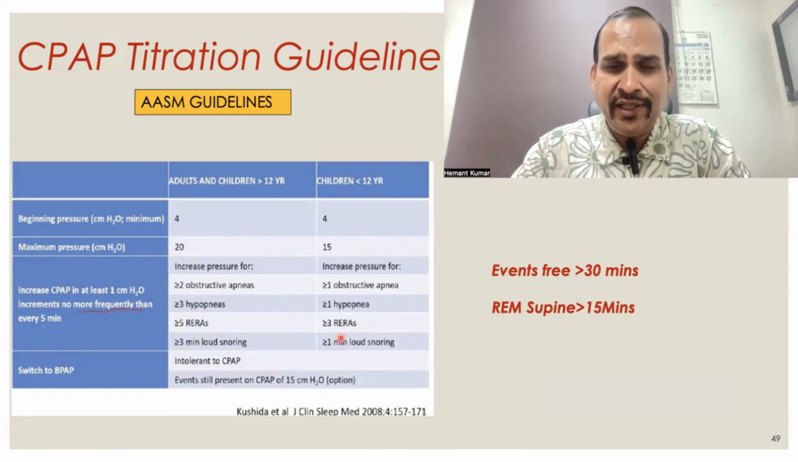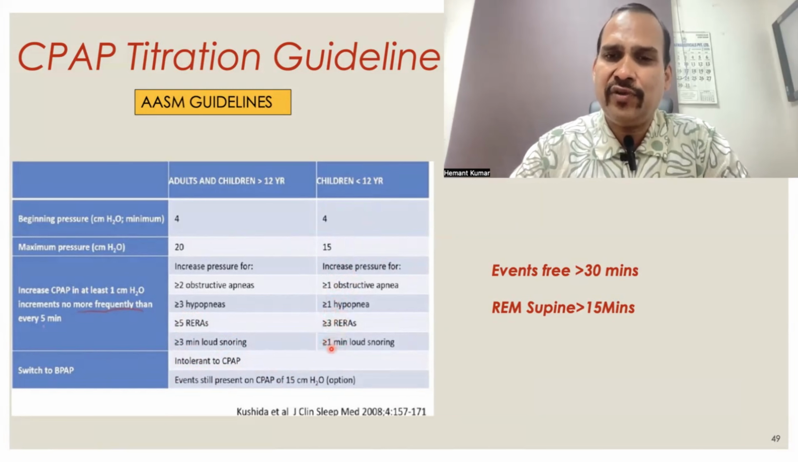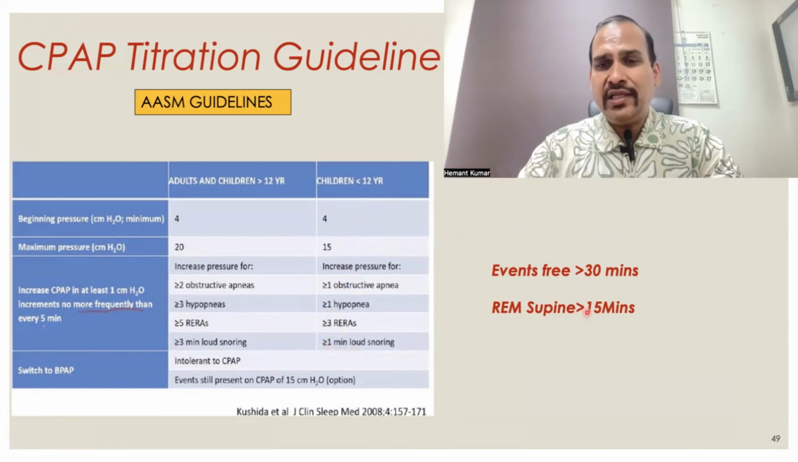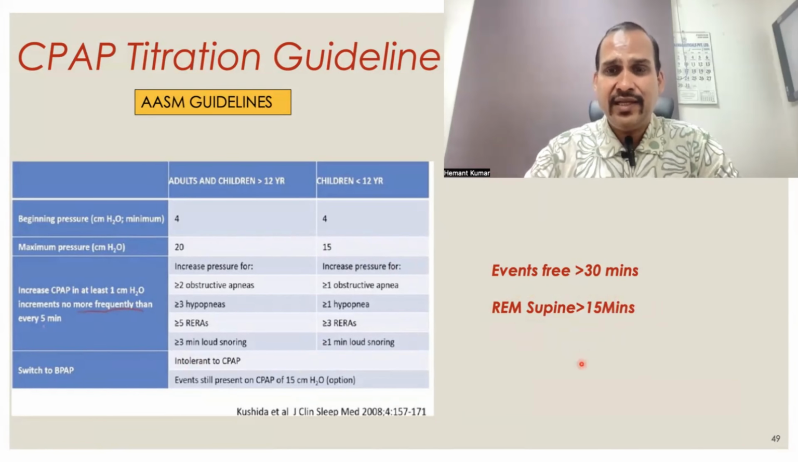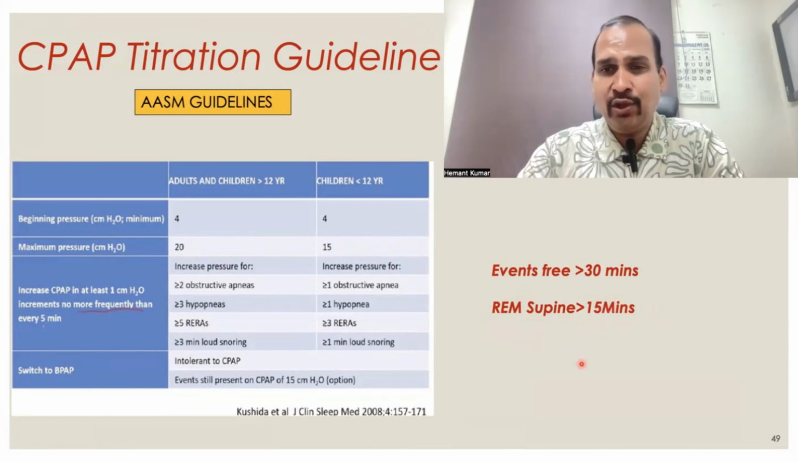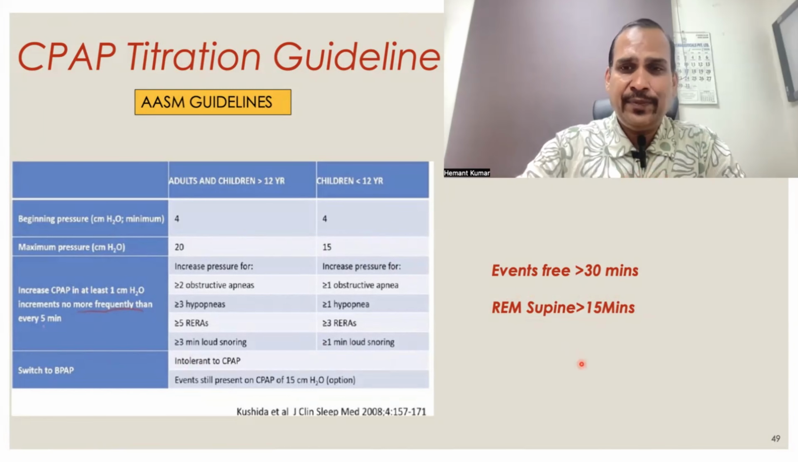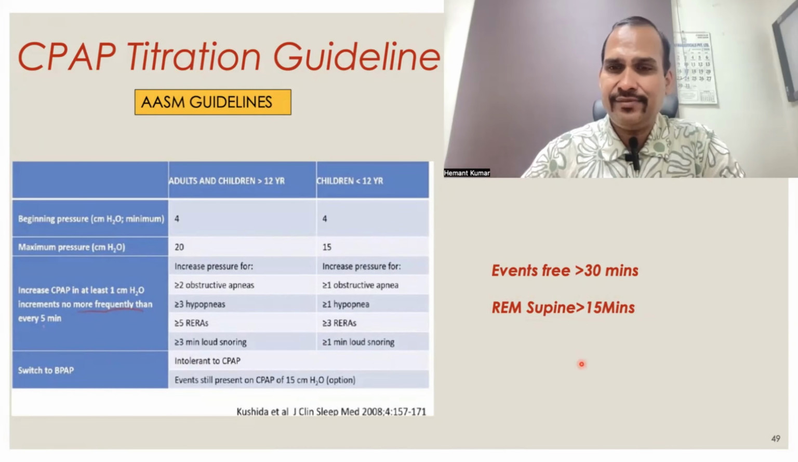It is a little different in children less than 12 years. In them, we look for apnea 1, hypopnea 1, RERA 3, and snoring for 1 minute. There should be an event-free period of more than 30 minutes, and there should be REM supine sleep for at least 15 minutes in that sleep report. Only then can we say that the patient has adequate titration.